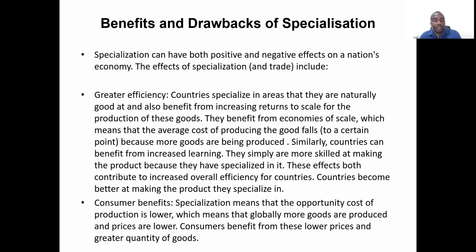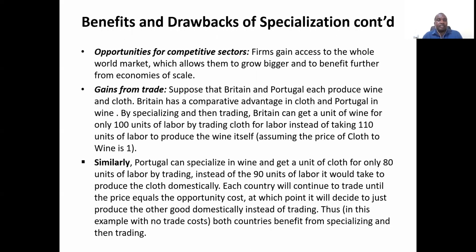And then the consumer naturally benefits because the lower opportunity cost translates to more goods being produced and prices tend to be lower, ceteris paribus in the long run. And then there is opportunities for competitive sectors. Firms gain access to the whole world market because when economies specialize, they are forced to engage in international trade. There are gains to be enjoyed from international trade, and you can follow what is presented in this hypothetical example.